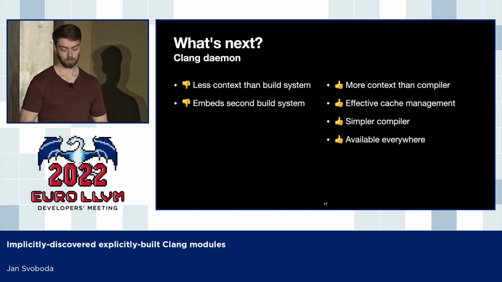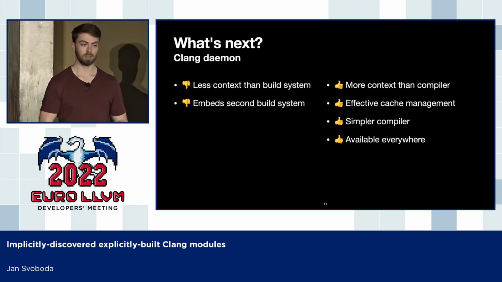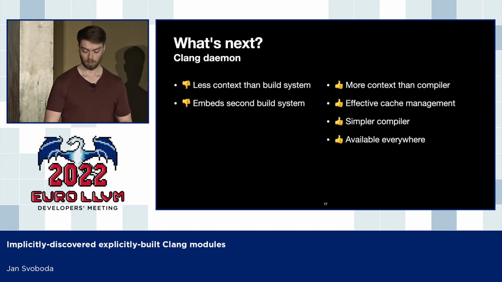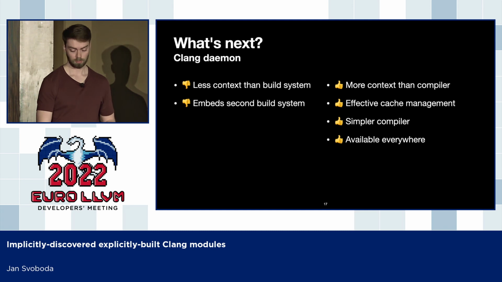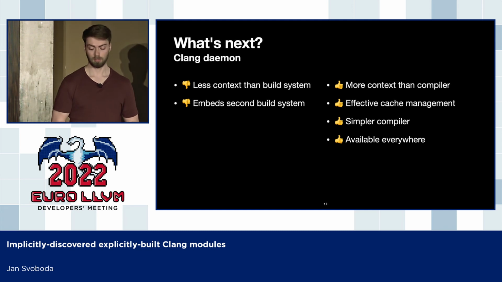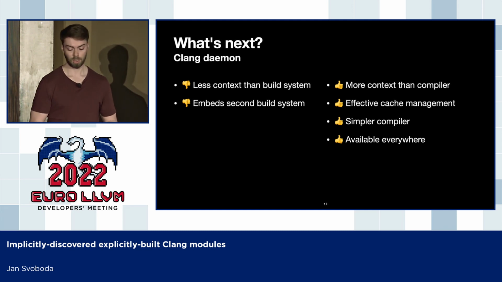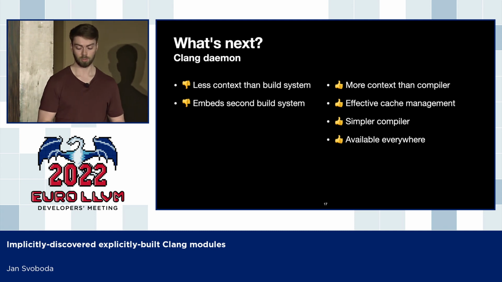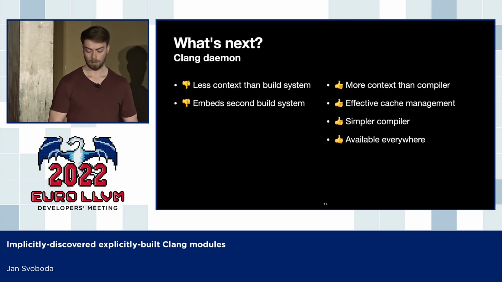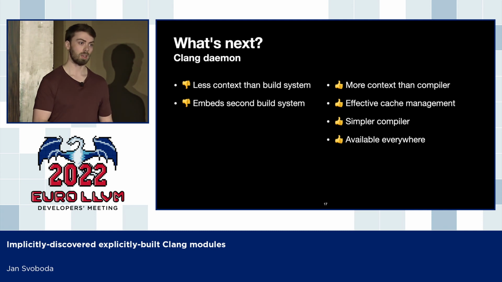It's still given much more context than the compiler alone in the implicit system. It can actually schedule compiles of modules and provide stronger guarantees for their compatibility. The daemon could manage caches more effectively. For example, it could hold on to cached file system contents for the duration of a single build run, and reuse that between scans and module compiles.